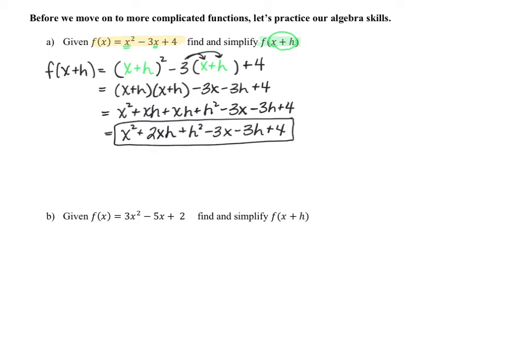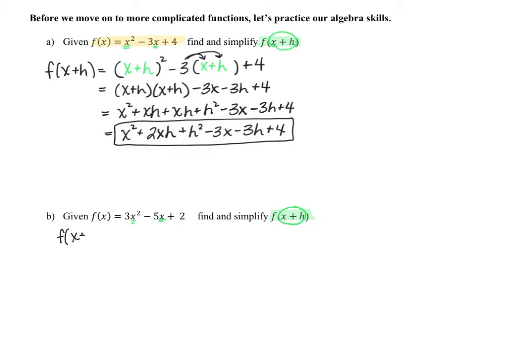Let's try that process again for a different function. This function is still quadratic. So when we go to compute that f of x plus h, again, what's in the parenthesis is your input. So x plus h is the input. I'm putting that into the function in place of x.